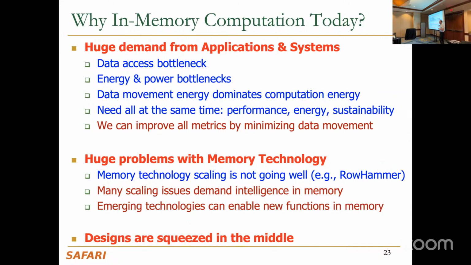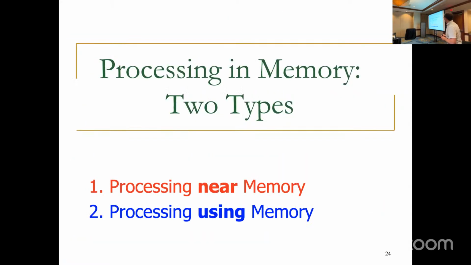I think emerging technologies have similar issues, and they can enable new functions in memory, as well as they require more computation in memory to fix some of the issues that they have, like endurance. So that's the technology part. Technology is pushing us to do computation in memory. On the other hand, applications and systems are very much bottlenecked, as I described, by data access, energy, and data movement. And we want to maximize performance, energy, and sustainability all at the same time. For that, I think we also need computation in memory. So we're basically squeezed in the middle today with nowhere to escape. At least that's my perspective of the world.